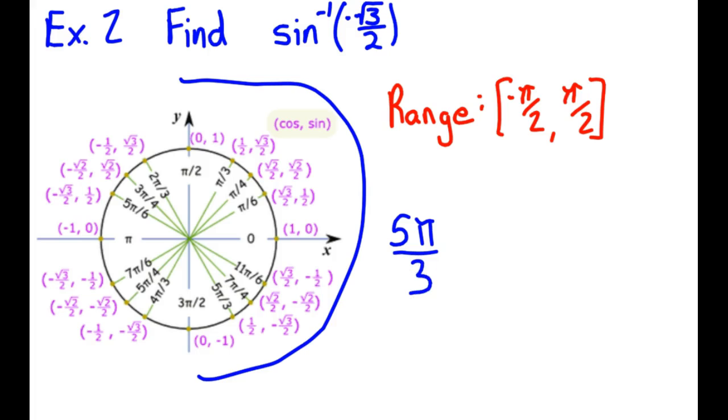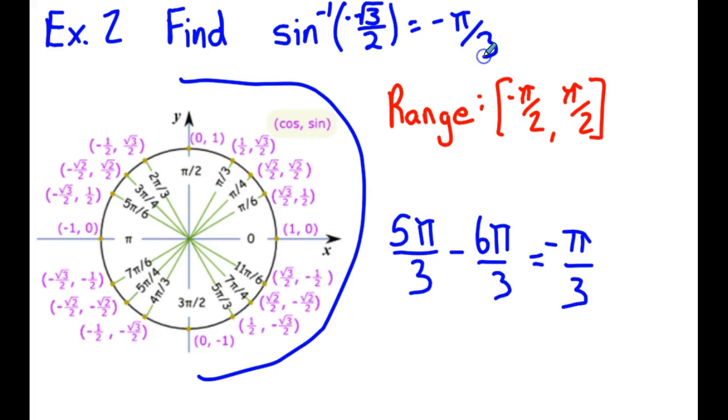We can't have an answer of 5 pi over 3 though, because that does not fall in the range between negative pi over 2 and pi over 2. So we have to think of coterminal angles. If I subtracted 6 pi over 3, I would get negative pi over 3. So looking at the unit circle, if I started at 0 and went clockwise, negative pi over 3 gets me to the same point as 5 pi over 3. Negative pi over 3 lies within the range for the inverse sine function, so that is our final answer.